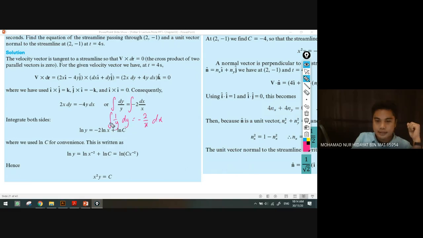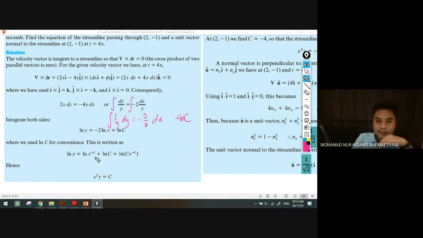Remember, this is an indefinite integral. The integral has no limit. When there is no limit, alright, you have to add a constant. This is ln c. Actually, you can put c only, but it is okay. It will be no problem to put ln c because you try to make the equation uniform. This equation has ln, this ln. So why not put the constant to be the ln? So ln c, where we use ln c for convenience.